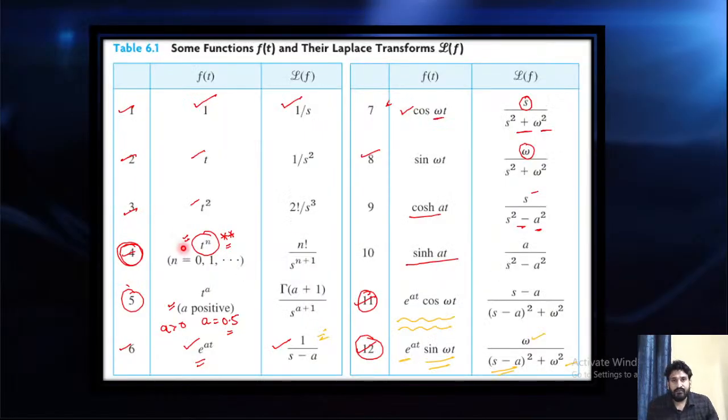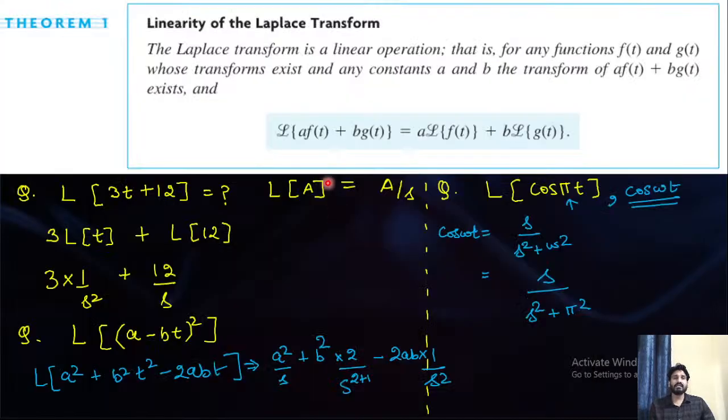After that, we discussed some formulas which are very, very important, guys, that you have to remember all these formulas. And after that, we discussed some properties of the Laplace, in which the first property is the linearity property.